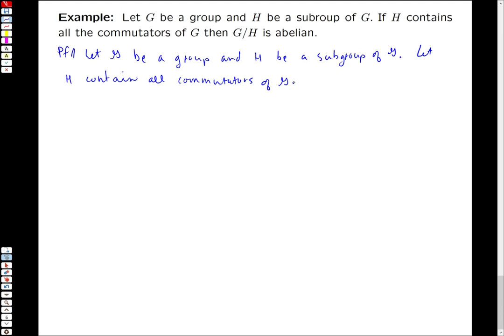Now, if you try and say H contains only the commutators of G and prove that H is a subgroup of G, you'll be stuck. You need more information than that to prove that it's a subgroup of G. That's why we started with H is a subgroup of G. Assume that H contains all of its commutators. Show that G mod H is abelian. You can't actually show that H is a subgroup without more information. So, how do I show that G mod H is abelian? How do you show something is abelian? Commutative. Any two elements, show that they commute.